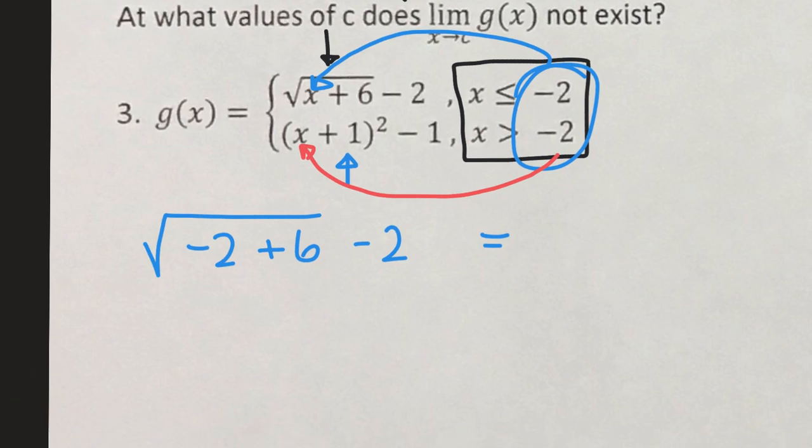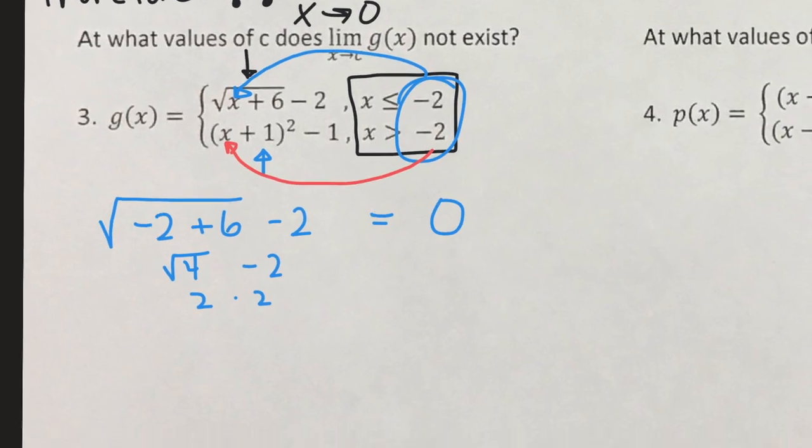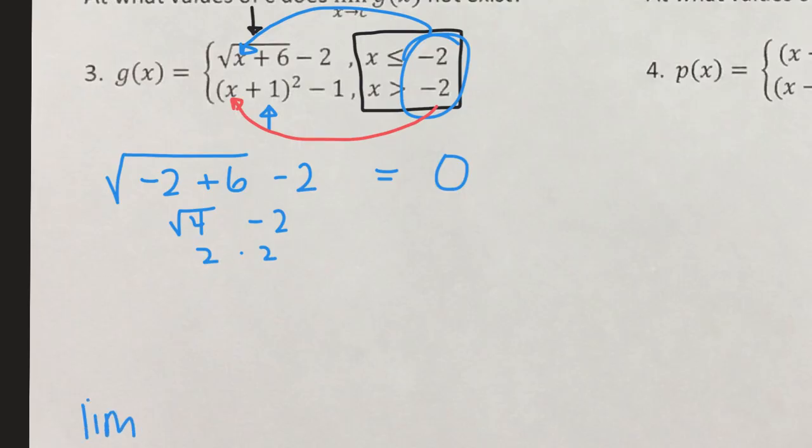So g of negative 2. We plug negative 2 in. This gives us the square root of 4. The square root of 4 is positive 2. 2 minus 2 is 0. So we can say that the limit as x approaches negative 2 from the left, so less than things are on the left side, of our function g of x is 0, because that's the y value of our graph at negative 2 from your square root portion.